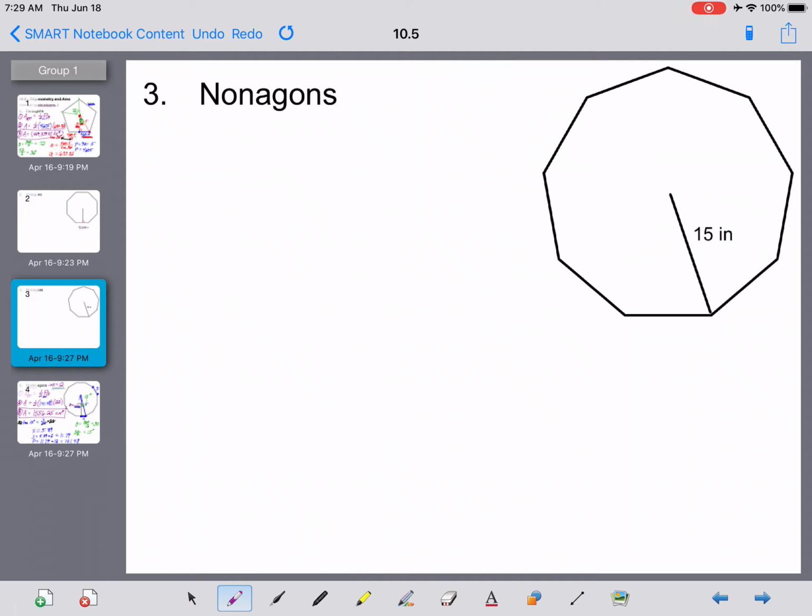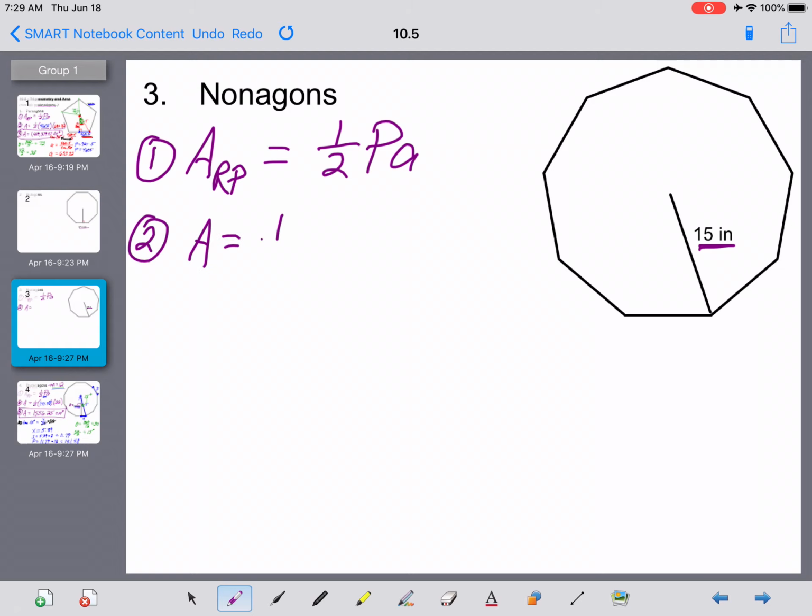And the third case I wanted to do with you here was a nonagon. And in this case, that 15-inch side that was given to you right here, well, we'll see in just a second what that's going to be. So let's go ahead and let's write out our formula. Area of a regular polygon is equal to 1/2 times perimeter times apothem. Let's fill in what we know for step 2. Area is equal to 1/2. Well, we do not know our perimeter, nor do we know the length of our apothem.